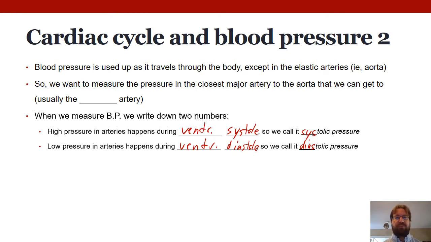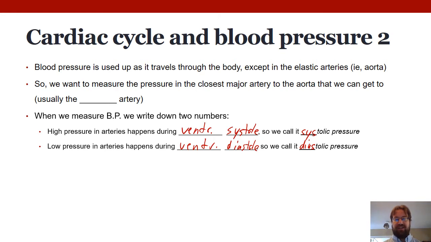Now, blood pressure is used up as it travels through the body, except in the elastic arteries, which is basically the aorta and the pulmonary trunk. So we want to measure the pressure in the closest major artery to the aorta that we can get to. That we can get to is important here. If you recall, the closest major artery to the aorta would be the subclavian artery, but we can't wrap a blood pressure cuff around someone's subclavian artery.